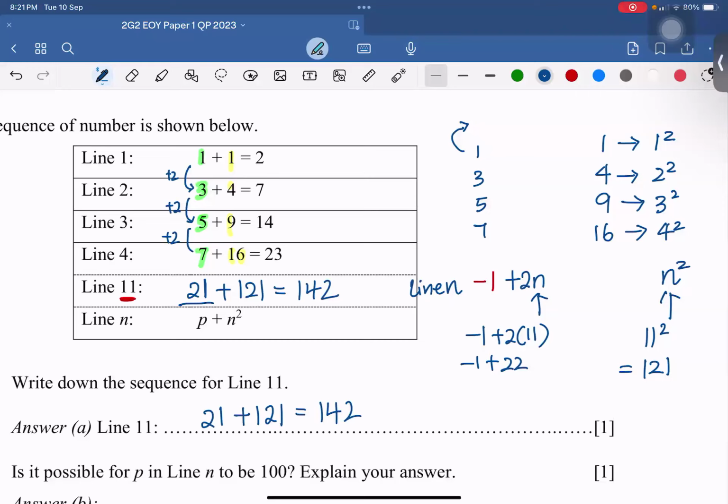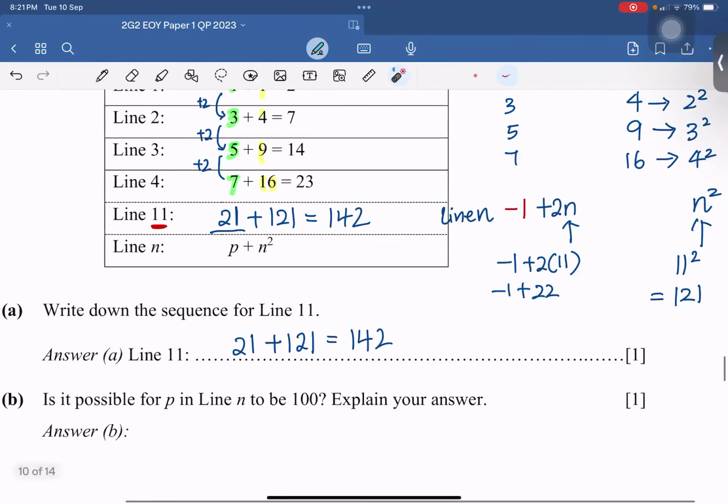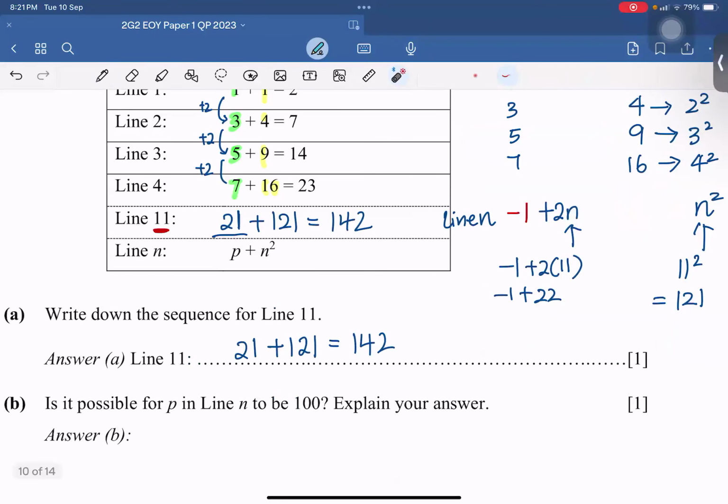So this number line pattern has 2 patterns. The first pattern is the green one, where you add a fixed number. The second pattern is the one where it's the power, something square. The third one is you calculate out the number. So they tell you line n, p equals p plus n square.